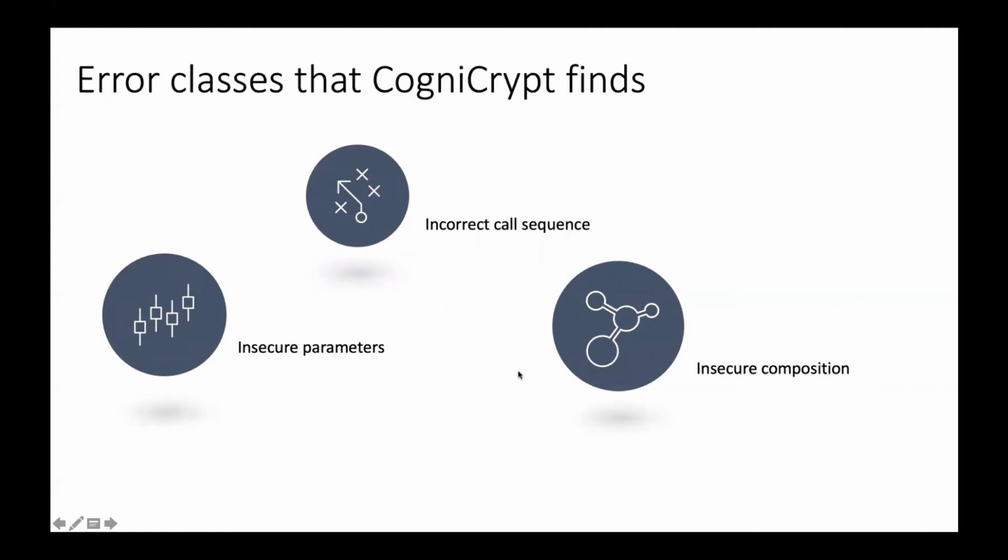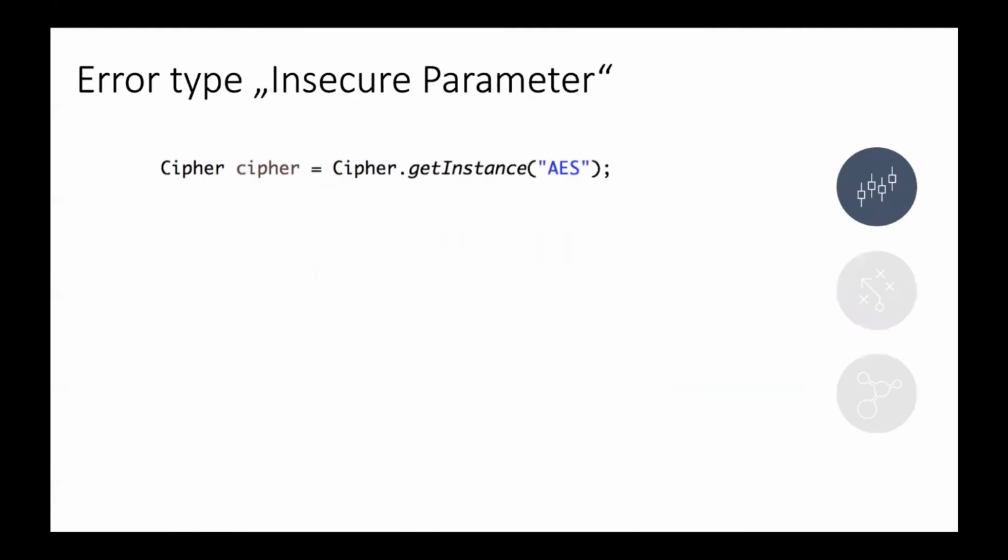Okay, so before we learn how to write Krysl specifications, we need to understand what are the kind of error messages that CogniCrypt supports, right? There are three kinds of error messages, so you don't have to remember a lot. And you have already seen one of them. The other two are kind of intuitive. You will see why. So the first kind of error message is the insecure parameter.